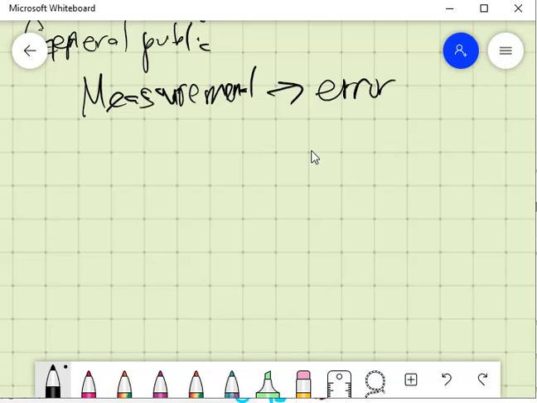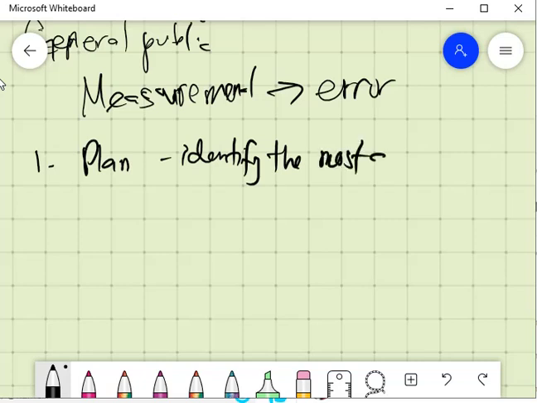For example, in an analysis of a food material, I'm working in a food industry, and so we have to analyze food materials, right? The first thing that we have to do is to plan. Planning is a very crucial step. So we have to identify the most appropriate procedure.